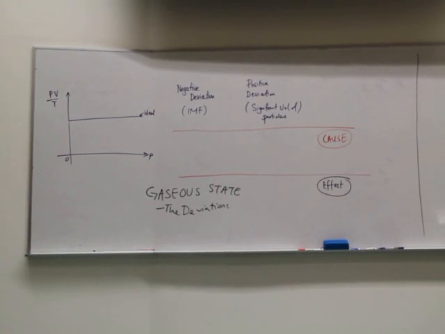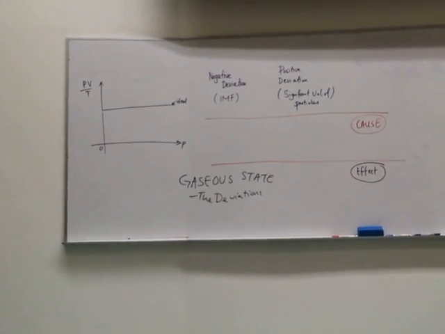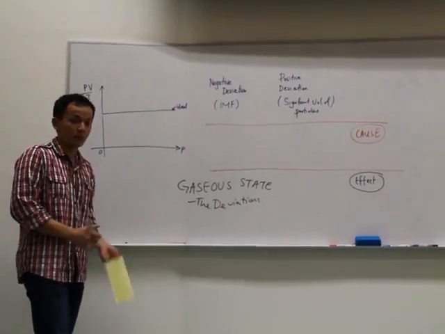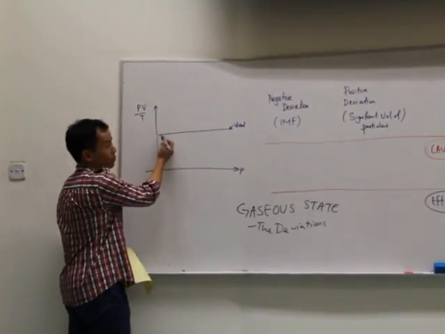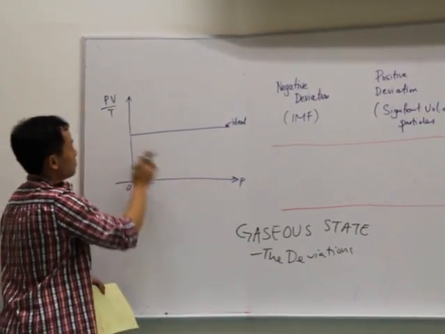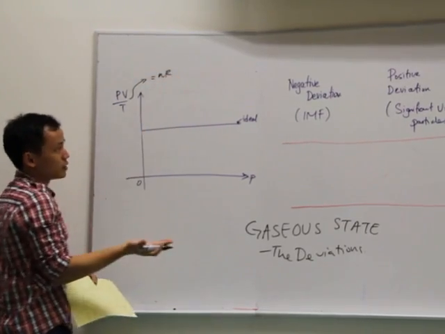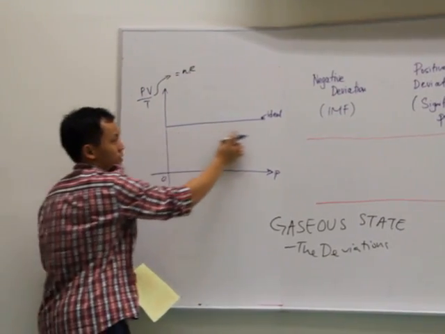Okay, so this one is regarding the deviations for gaseous state. There are two deviations basically. There is the negative deviation, where the ideal graph for PV over T versus P, where PV over T is equal to nR. So ideally it should be a constant.